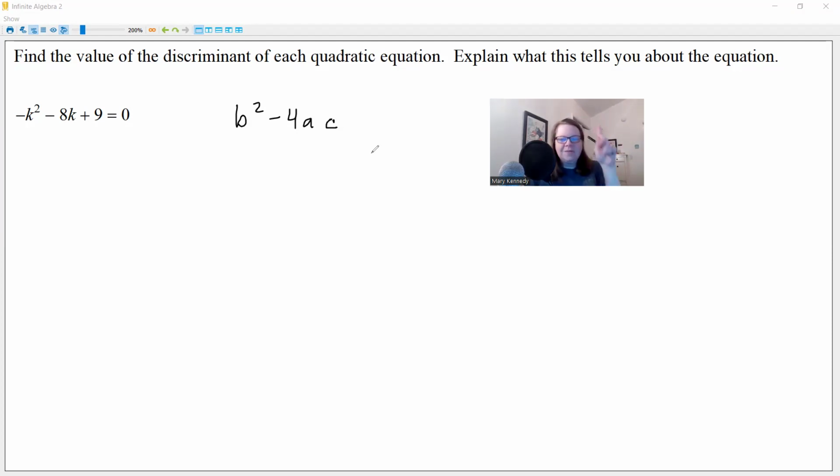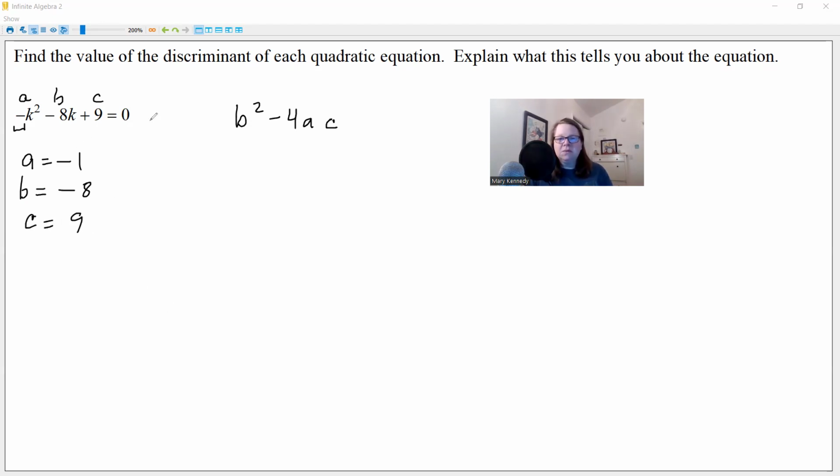So first you've got to make sure your equation is set equal to 0. So we're good there. And then remember it's in standard form, A, B, and C, and A is just the number in front of the x squared term. In this case, it's a k, but whatever your variable squared. So A is -1. B is the number in front of the x term, in this case, the k term. So B is -8 and C is 9.